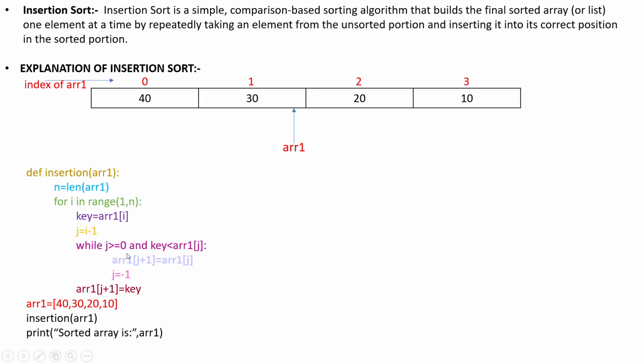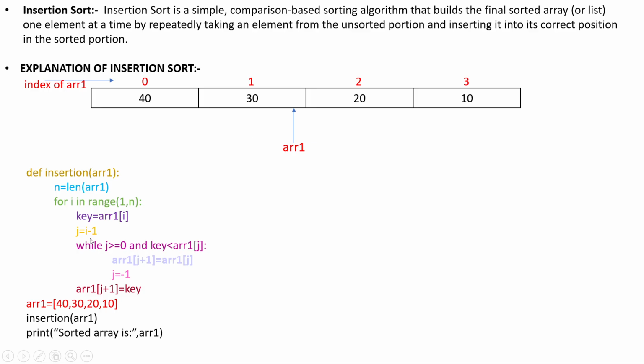Now over here, what key value have I taken? ARR1 of i. i is now pointing to the first index, index one. ARR1 of 1 consists of the element 30. So key is now 30.